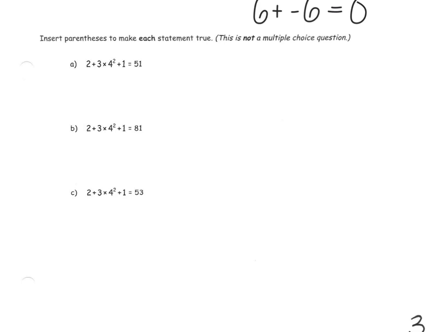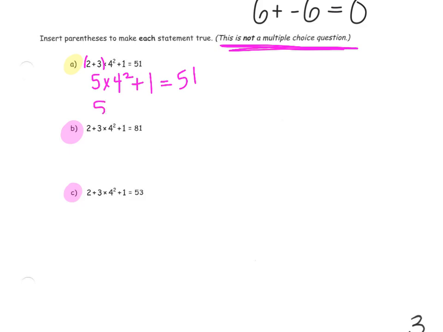Okay, and then just lastly, these are our last few exercises. I'm going to do the first one with you, and then you're going to do the rest. Okay, so for the first one, we're trying to figure out where can I insert parentheses. Yes, this is important. This is not multiple choice. Where can I put parentheses to make this statement hold true? So let's see what happens. Maybe the parentheses belong here. So I have 5 times 4 squared plus 1 equals 51. Let's see if that worked.